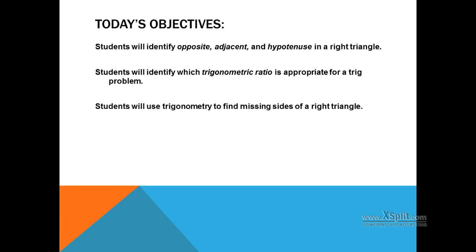Goals for today. You're going to be able to identify the opposite, adjacent, and hypotenuse in a right triangle. You're going to be able to identify which trigonometric ratio is appropriate for any given trig problem. And you're going to be able to use trigonometry to find missing sides of right triangles.